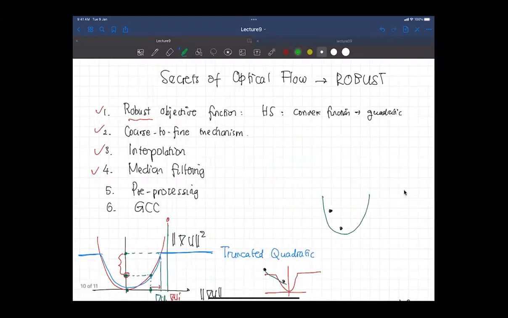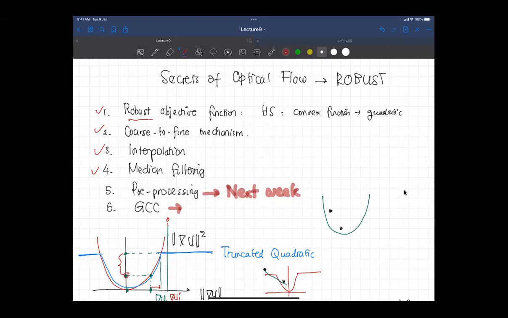So that's number 4. Number 5 is called pre-processing. I will defer this one to next week. This one has something to do with texture and structure components. And texture and structure component is a bit of a complicated concept. I will explain that next week. And maybe GCC, I will explain this next week as well.